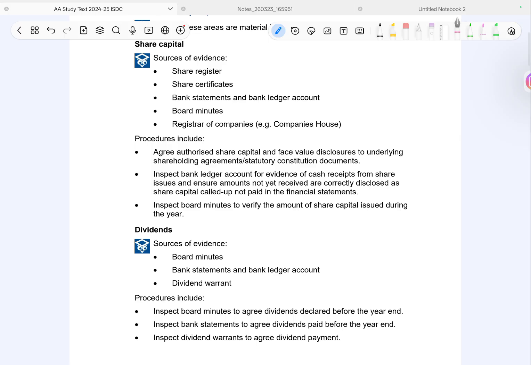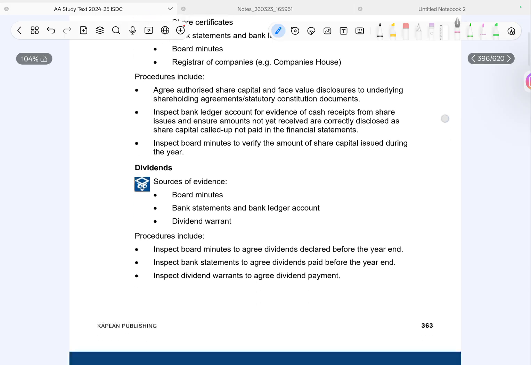For dividends, evidence is obtained from board minutes, bank statements, and dividend warrants. The auditor checks that dividends declared, paid, and recorded are correctly authorized and properly disclosed in the financial statements.